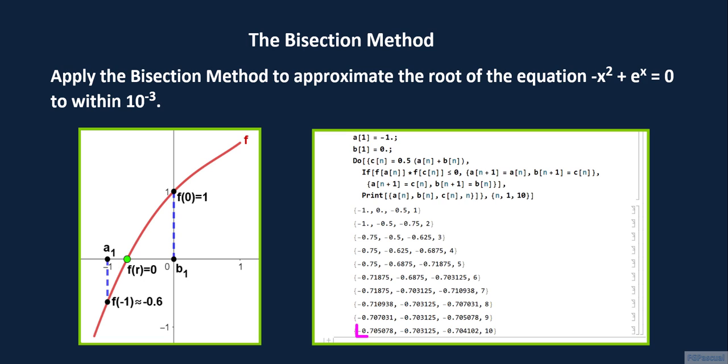The length of the interval from a_10 to b_10 is less than 1 divided by 500, or 0.002. Since r is also inside the interval from a_10 to b_10, the midpoint estimate c_10, which is -0.704102 up to 6 significant digits, has to be within 1/1000 of x = r.